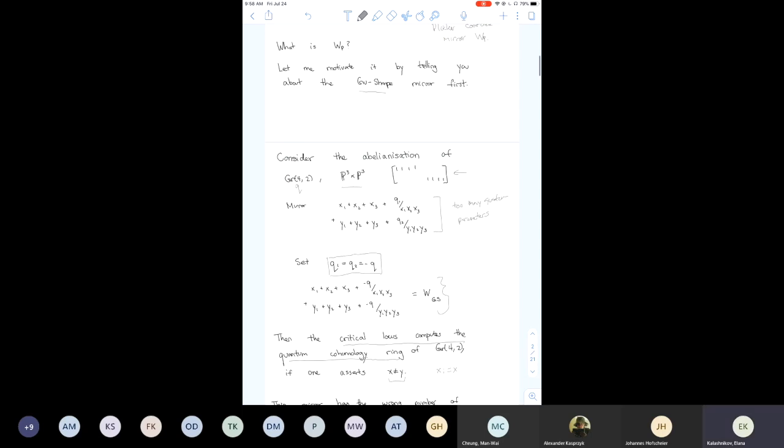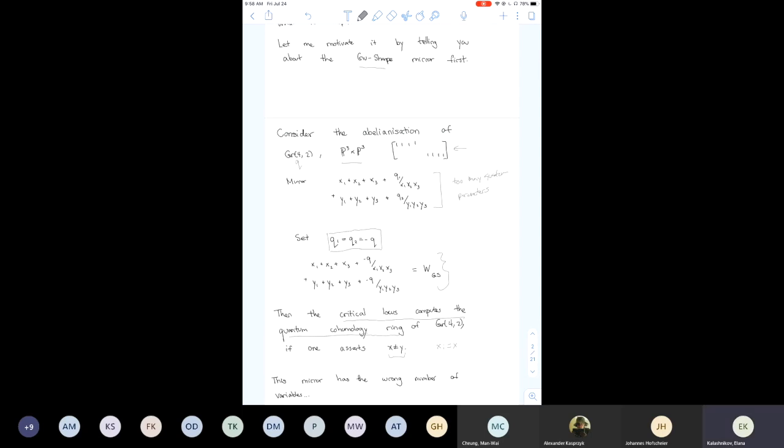But from the perspective, I guess, of the conjecture, this mirror has too many variables. It has 6, the Grassmannian is only of dimension 4, and so what can you do to make this into a mirror in the correct number of variables? And so Marsh and Rietsch have an answer to this.